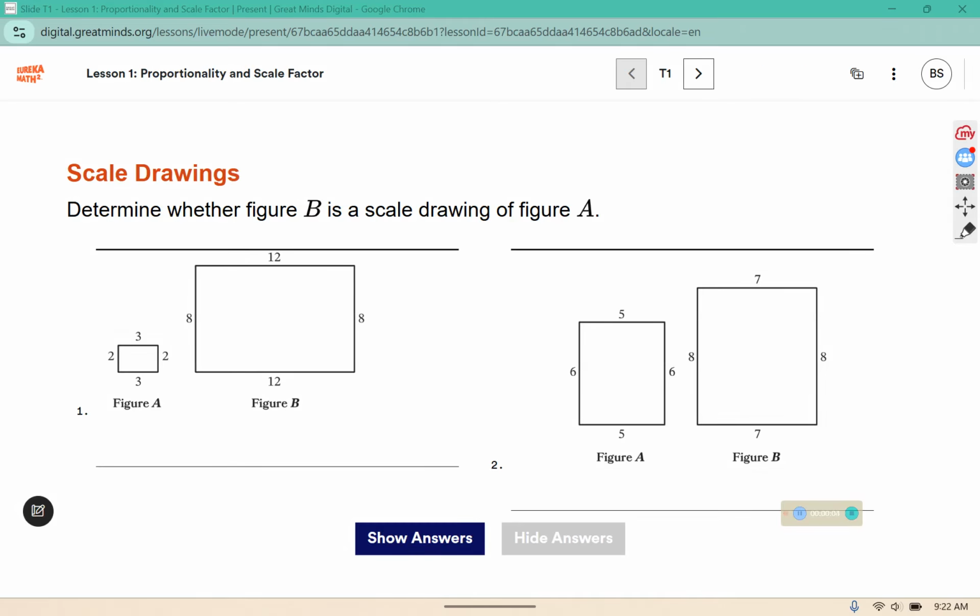Determine whether figure B is a scale drawing of figure A. I'm going to show you how to do this in problem 3, and then you can come back to problems 1 and 2 to finish those independently.